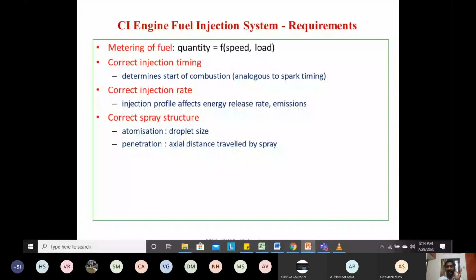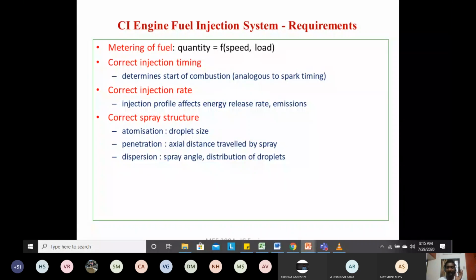At very high pressure we inject, and the fuel penetrates into the air, thereby mixing the air and fuel, and combustion occurs. Also, to what extent it is going to disperse radially inside the engine cylinder matters. Penetration is how far it travels in the axial direction, and dispersion is in the lateral or radial direction, to what extent the fuel is going to spray. So these are the parameters responsible for complete combustion. A proper spray structure is necessary.